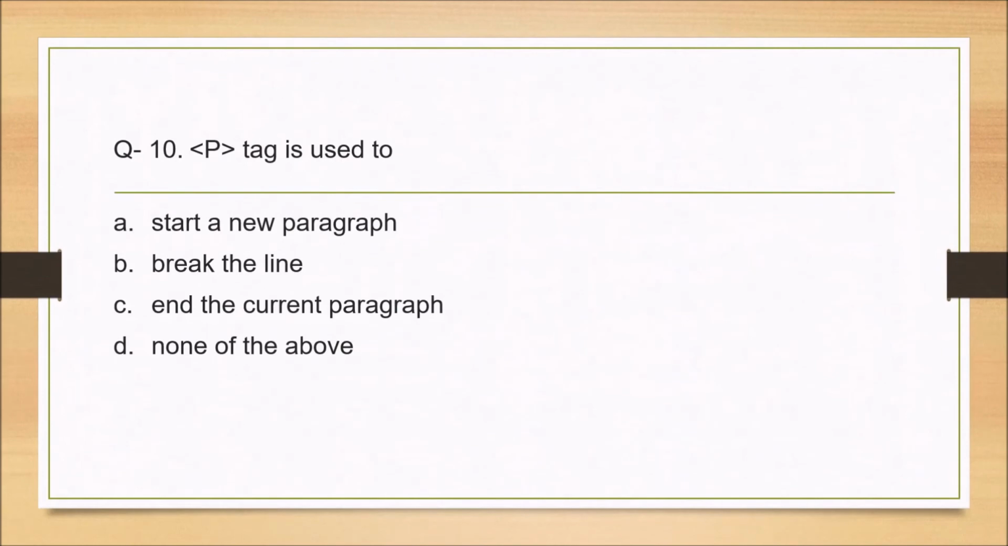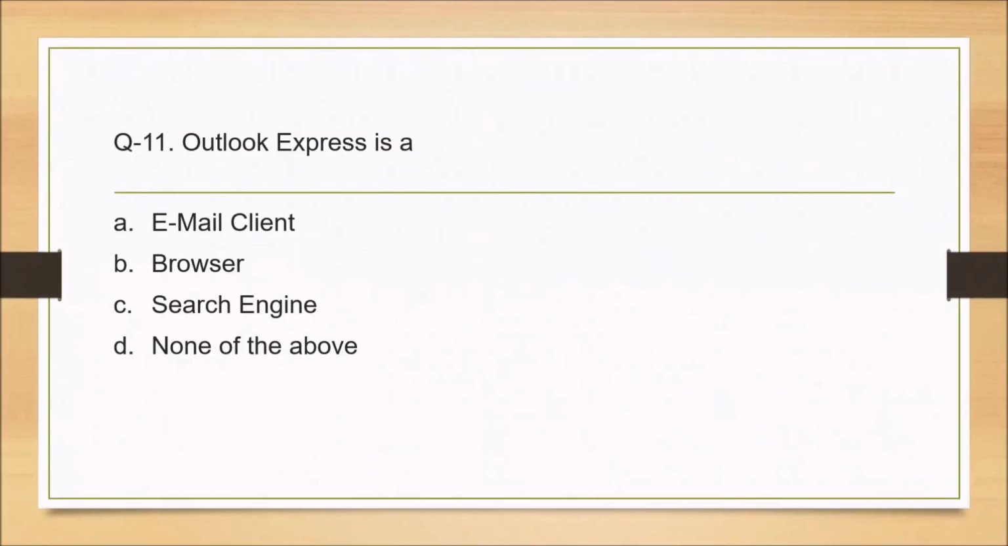Next is, P tag is used to start a new paragraph, break the line, end the current paragraph, or none of the above. And the correct option is start a new paragraph. P tag is used to start a new paragraph.